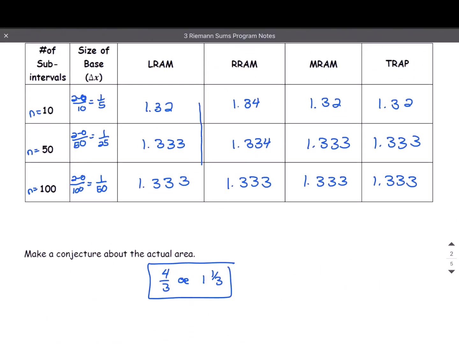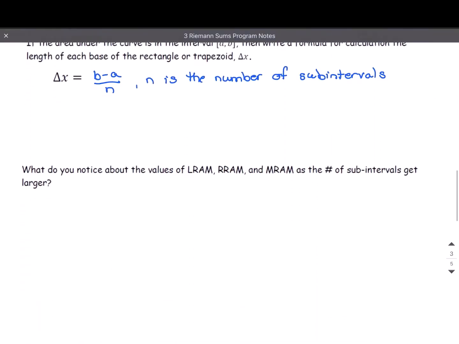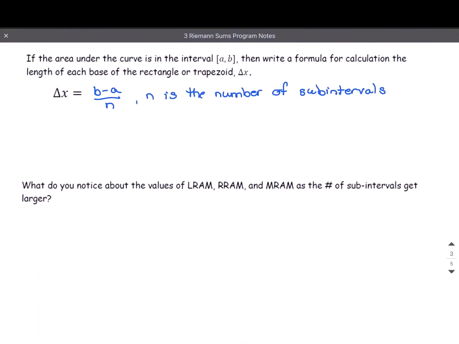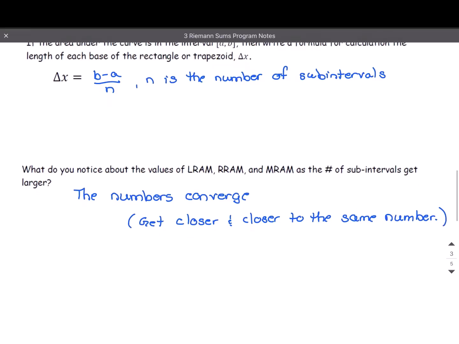As the number of subintervals got larger, notice what happened to all of these values. They all converged to the same place. The numbers converge. That means they get closer and closer to the same number. Remember, getting closer and closer to the same number, that sounds familiar. Sounds almost like a limit, doesn't it?